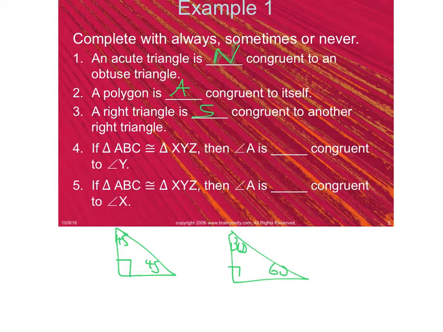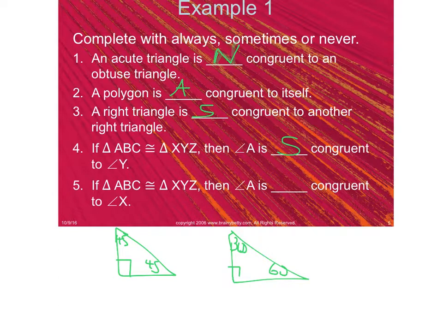Then the next one, if ABC is congruent to XYZ, then A is blank congruent to Y. What if it's an isosceles triangle? What if X and Y are the same? So this is sometimes.